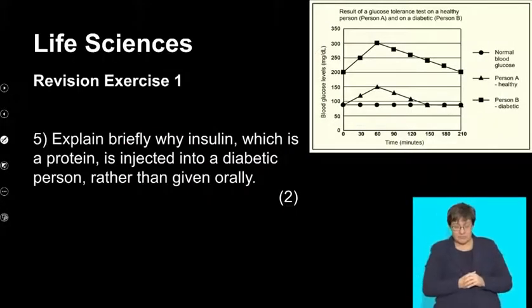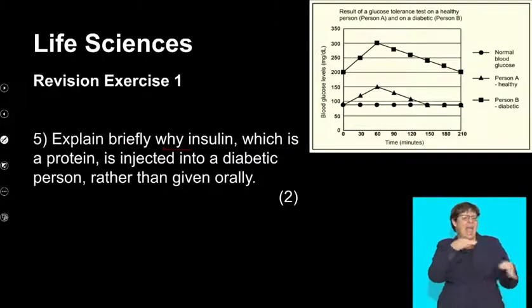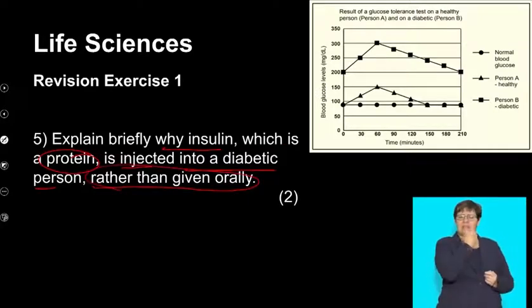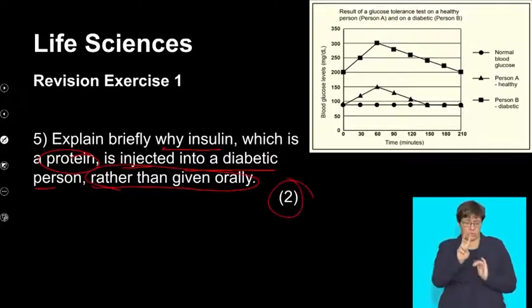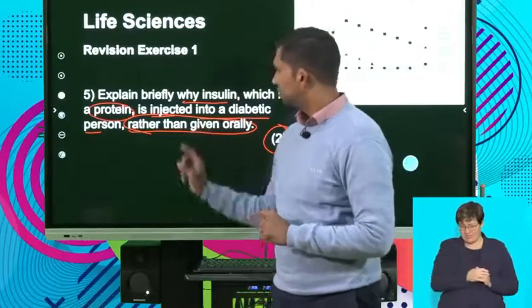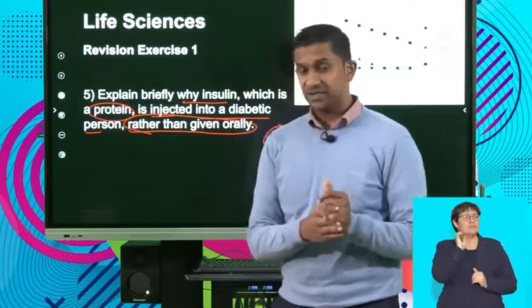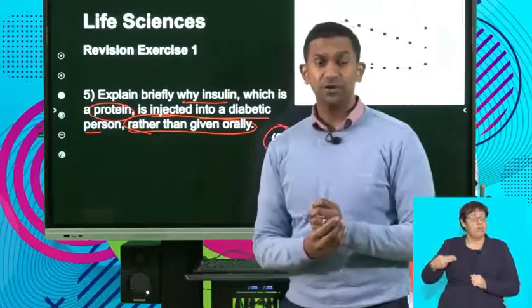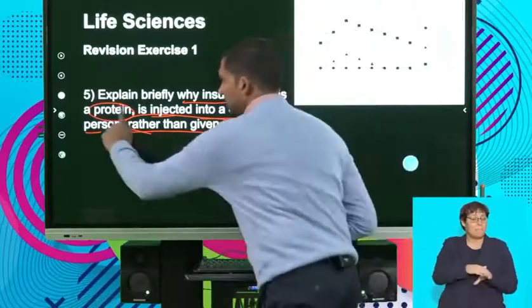Right. Explain briefly why insulin, which is a protein, is injected into a diabetic person rather than given orally. And this is a 2-mark question. I'm going to pause at that point because there's a lot of information that's given to us around insulin. So guys, insulin is a hormone. And this specific hormone, again, is protein-based.